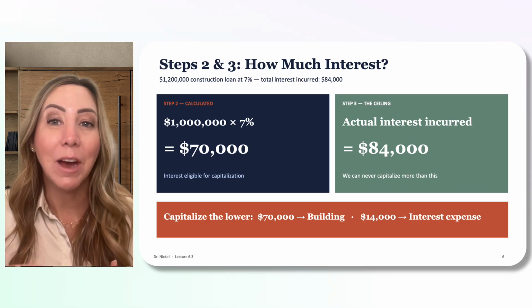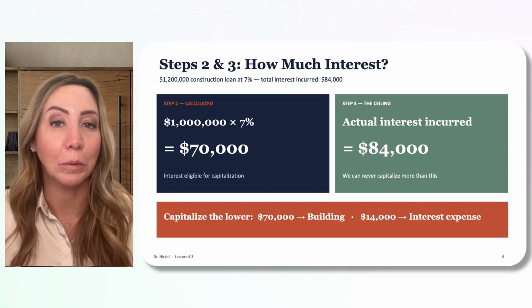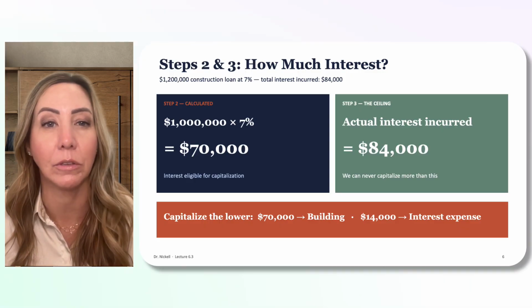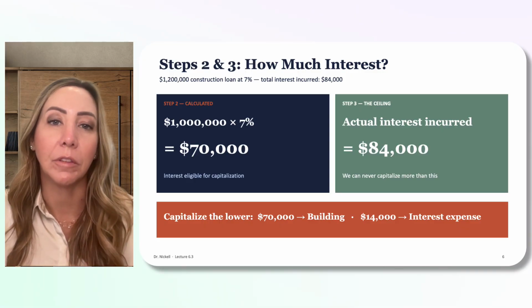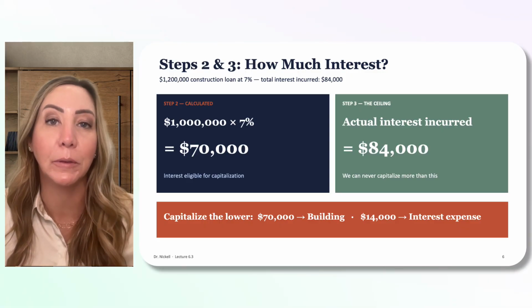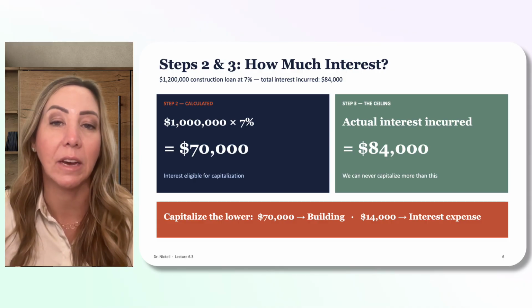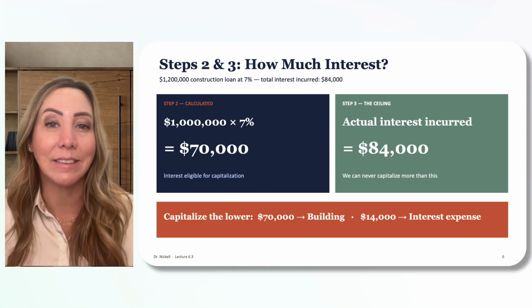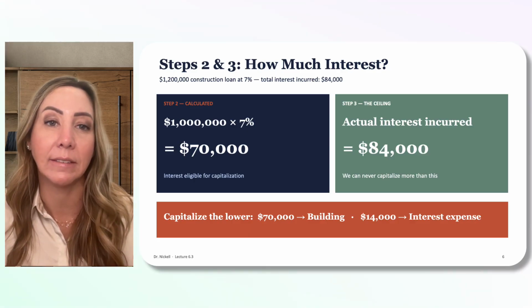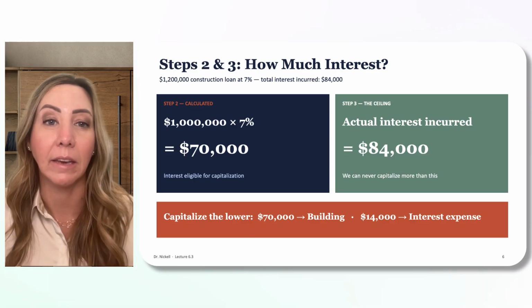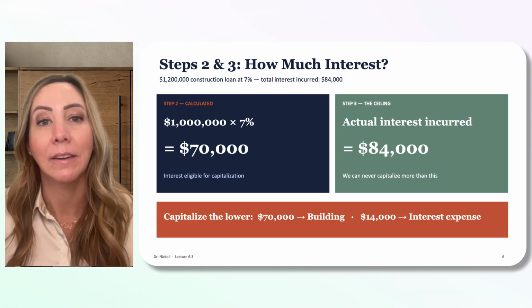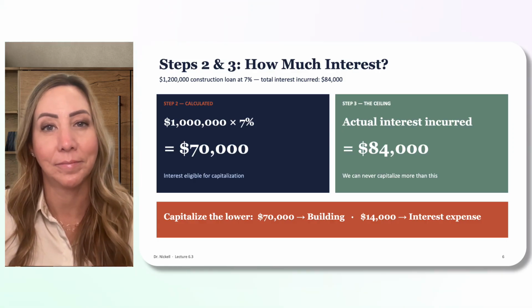Step 3, how much interest did the company actually incur this year across all of its debt? Let's say the total was $84,000. We capitalize the lower of the two. $70,000 goes into the building account, and the remaining $14,000 is expensed as ordinary interest expense. The entry adds that $70,000 to the value of the asset, which means it'll eventually hit the income statement, but through depreciation over the building's life instead of interest expense today.